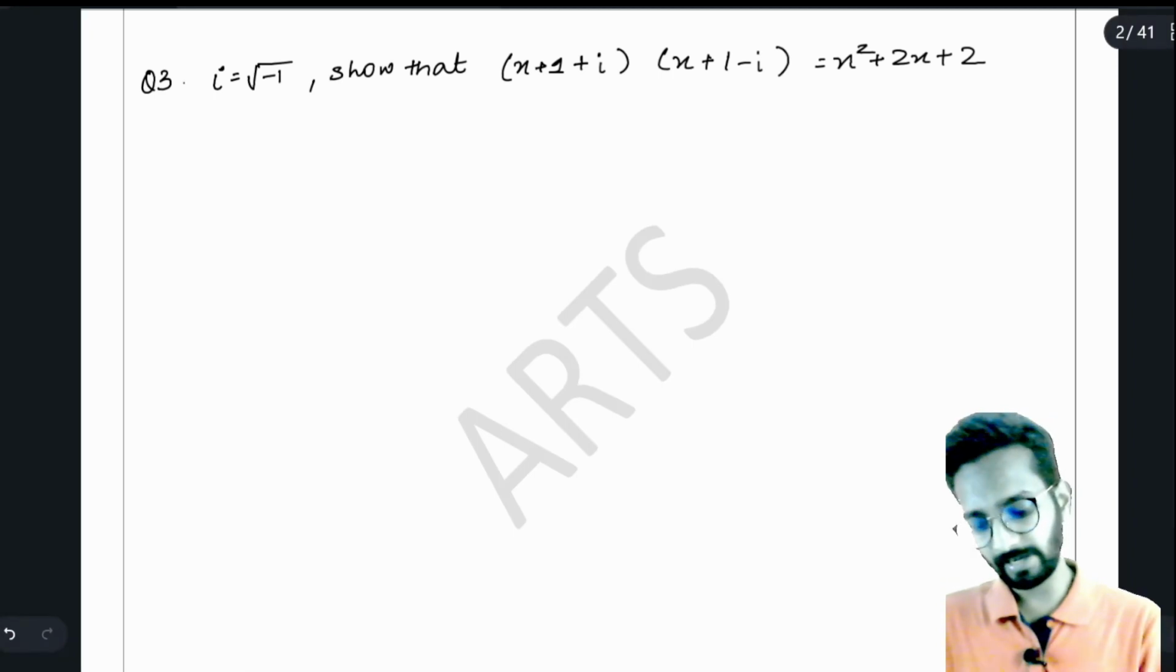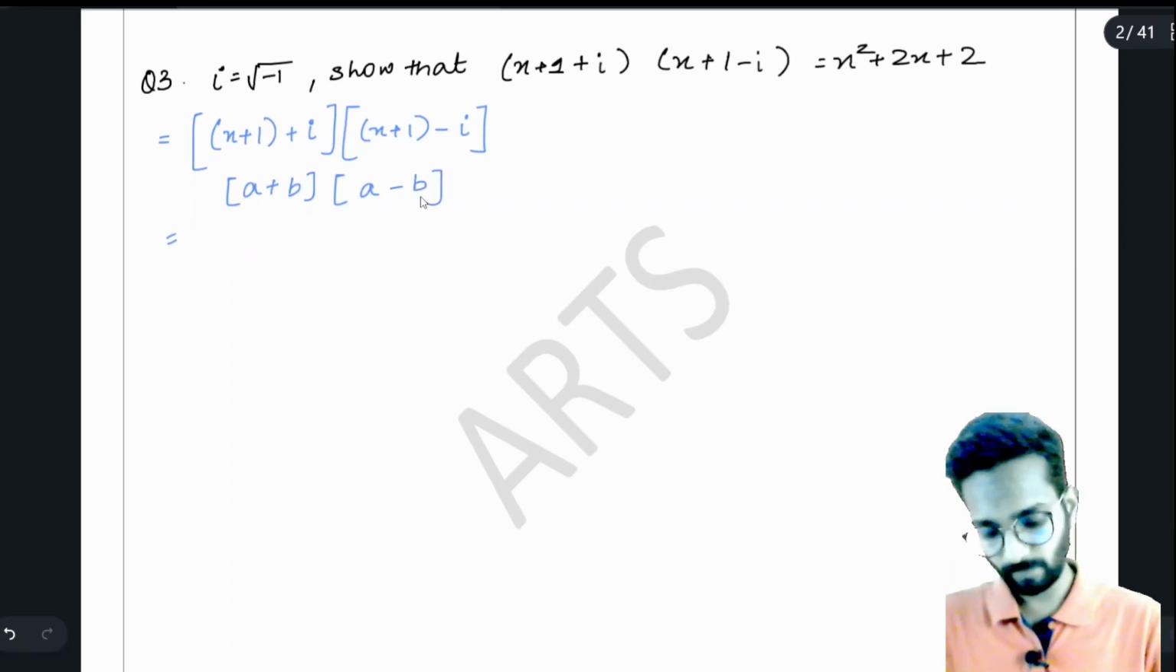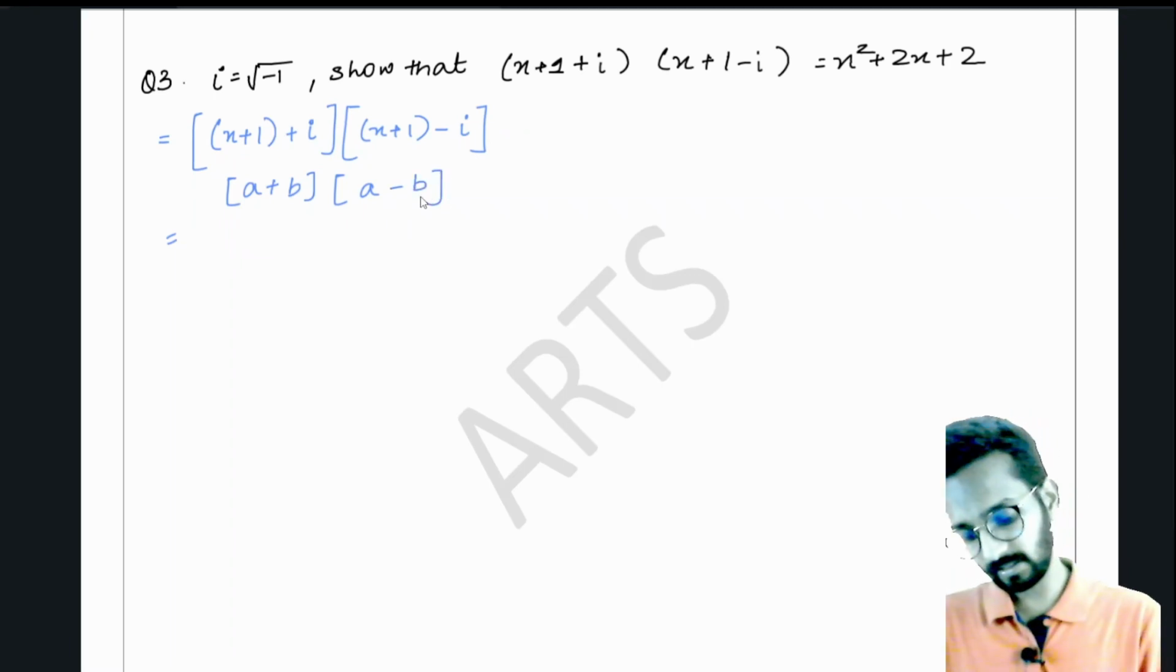If I will just rewrite it, I can write it as x plus 1 plus i multiplied by x plus 1 minus i. What will it become? It has become a plus b and a minus b. Very simple. Now I can write it here directly, a square minus b square. Very simple. Now you can apply this identity.